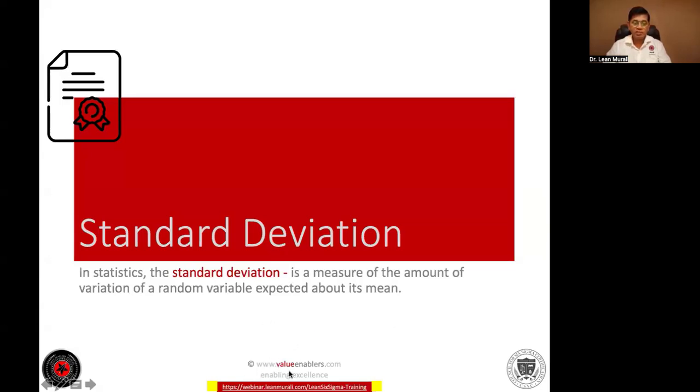I'll pause the screen sharing for some time and I will explain in layman's language. I'll stop sharing the screen for some time. All of you type LML in the chat box if you want to know the layman language of what is standard deviation.